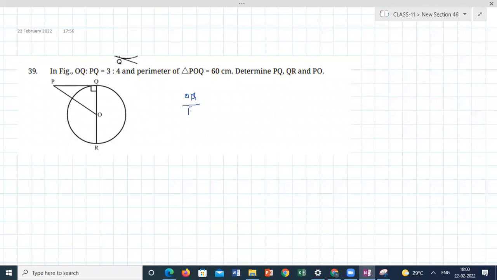OQ by PQ. So this is OQ and PQ is the length of the tangent, which is in the ratio of 3 by 4. If I'm taking, that means 4 times OQ is equal to 3 times PQ. Or if I'm taking a common ratio, this will be 3x, this will be 4x. Agree? So from the Pythagoras theorem, OP can be written as 3x whole square plus 4x whole square. It will be equal to how much?